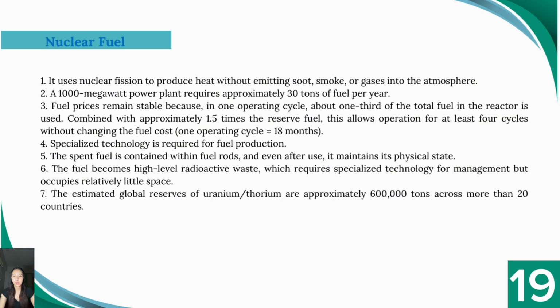Nuclear fuel. 1. It uses nuclear fuel fission to produce heat without emitting soot, smoke or gas into the atmosphere. 2. A 1000 MW power plant requires approximately 30 tons of fuel per year. 3. Fuel costs remain stable because in one operating cycle, about one-third of the total fuel in the reactor is used.